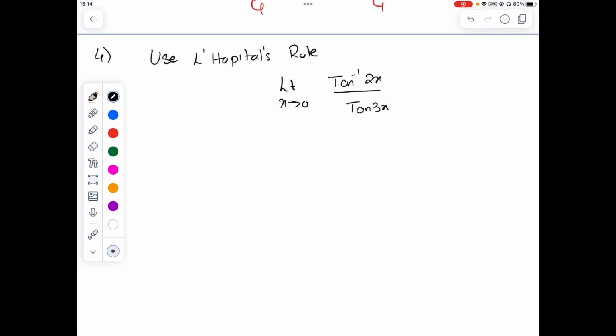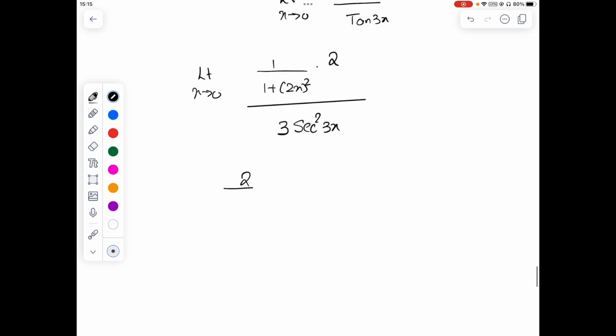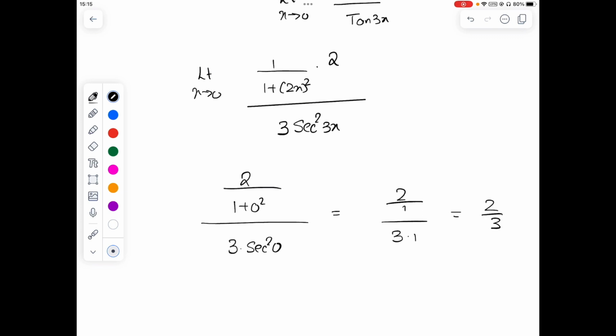Coming to question number 4. Use L'Hopital's rule for this one. So tan inverse of 2x, derivative is 1 upon 1 plus (2x) whole square. Again 2x derivative is 2, chain rule. Tan 3x derivative is secant square 3x. 3x derivative is 3. Now plug in 0: 2 upon 1 plus 0 square divided by 3 times secant square 0. So which is 2 upon 1 divided by 3 times 1. So what is going to be the answer? 2 upon 3 is going to be the answer.